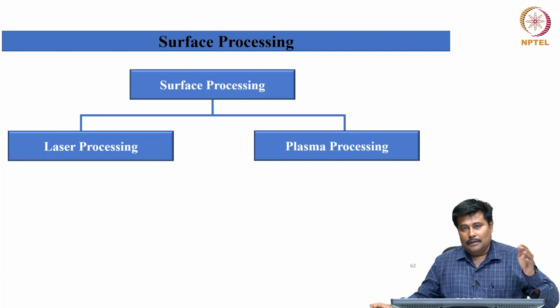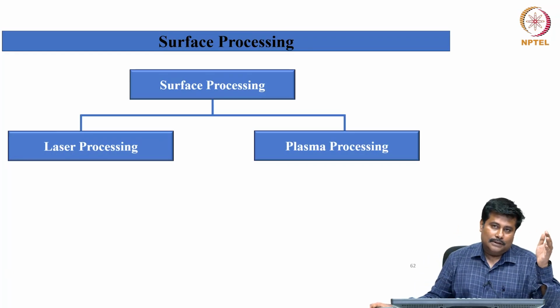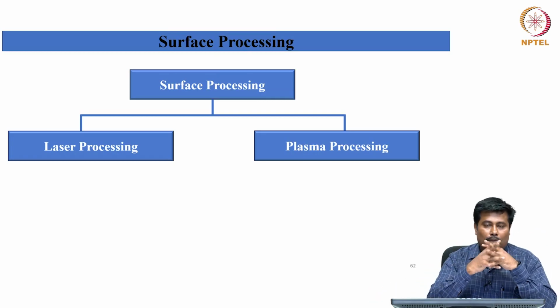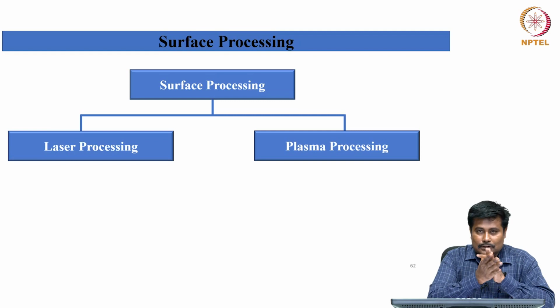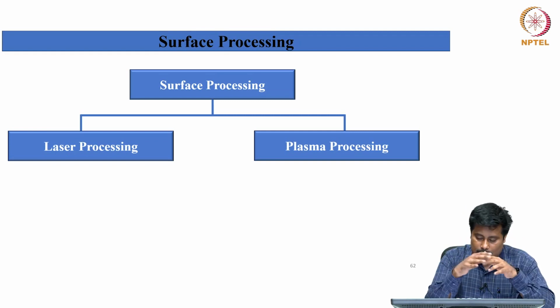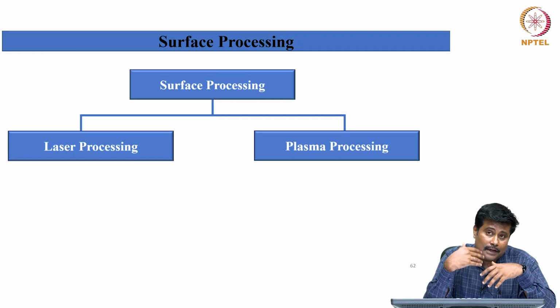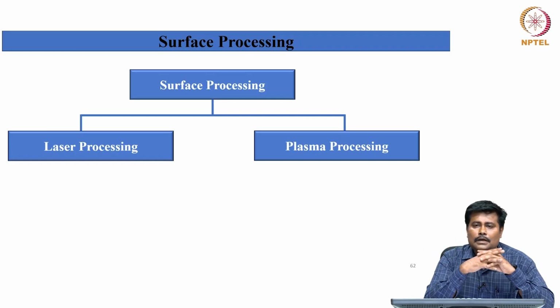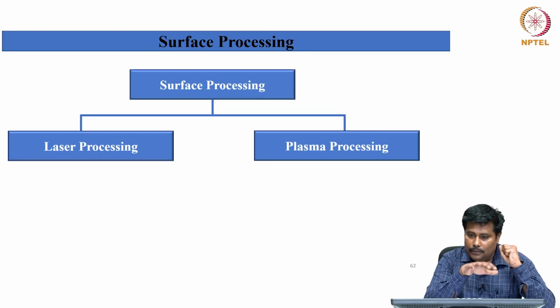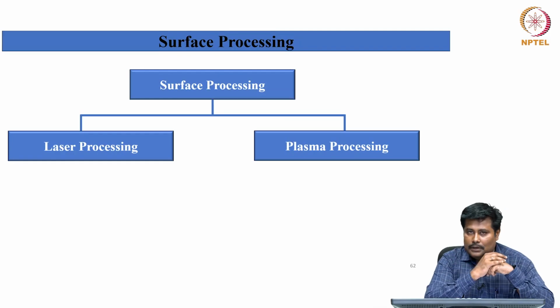Now, these are some of the processes which we had discussed with reference to bottom up and top down approaches. Now, with reference to patterning, or surface generation, or functionalizing the surface, surface processing plays a vital role. As far as surface processing is concerned, it has nothing to do with adding or dropping material. It is more to do with functionalizing the surface based on the requirement.